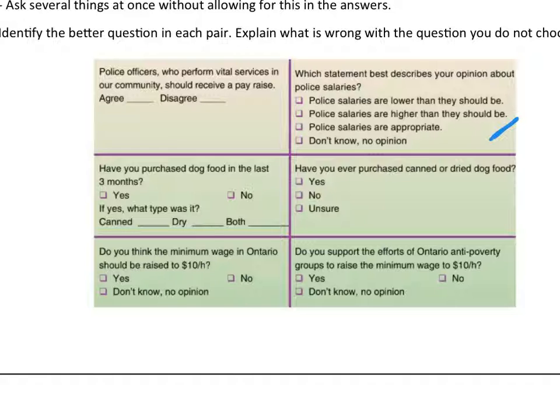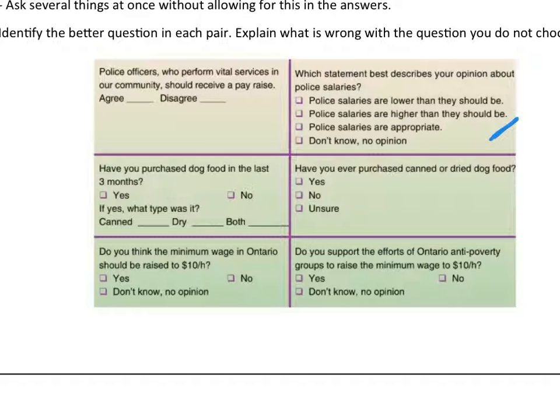Let's go to the second one. Have you purchased dog food in the last 3 months? Yes or no? If yes, what type was it? Canned, dry, or both. Or: have you ever purchased canned or dried dog food? Yes, no, or unsure. I think the first question is kind of asking 2 questions at once, but it allows you to get more information, because it's divided into canned, dried, or both.